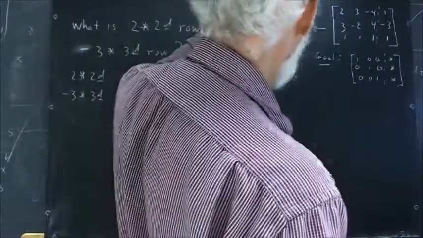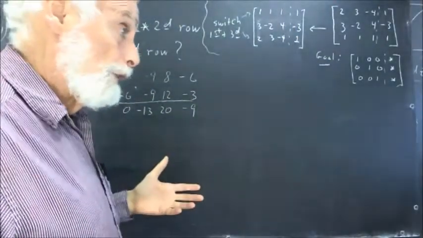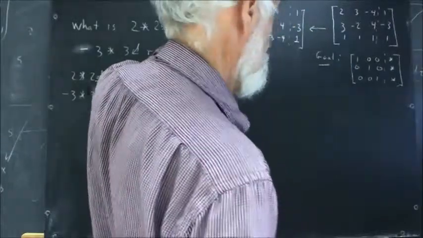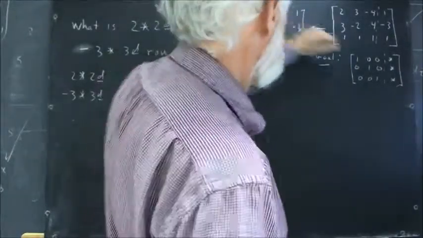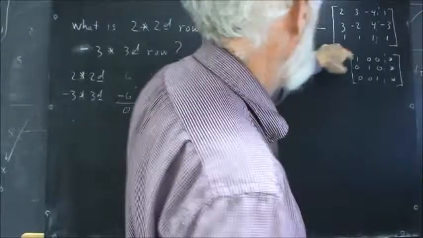How are we closer in this form to this goal than we were in this form? And the answer to that is that we've got a 1 here, just like we've got a 1 here to match the 1 here. So we've made progress in reducing this matrix.